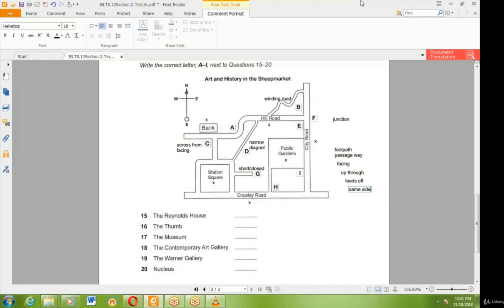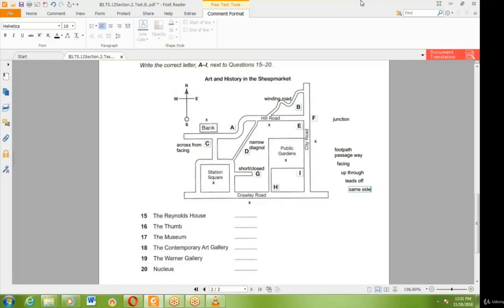The sheep market is one of the main centres for art and history in the whole of the country. If you look at our map, you'll see some of the main attractions there. Most visitors start from Crawley Road at the bottom of the map. The Reynolds house is one of the oldest houses in the city and is open to the public. It's on the north side of Crawley Road, next to the footpath that leads to the public gardens. The area is particularly interesting for its unusual sculptures. The thumb is just what its name suggests, but it's about 10 metres high. You'll see it on Hill Road, across the road from the bank.